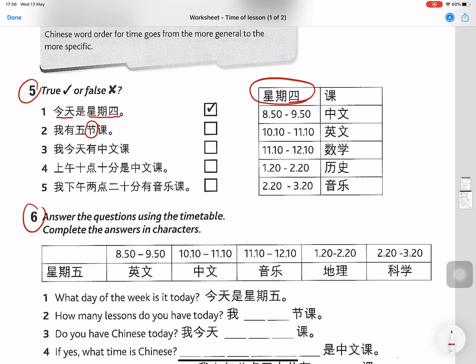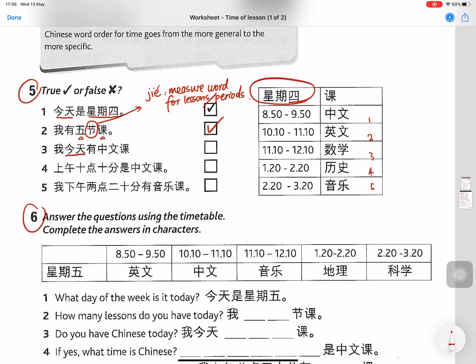Number 2, 我有5节课. You haven't learned this yet, but because you got the 5 and you got the 课 for lessons, you probably can work out the meanings anyway. So it means 5 lessons or like 5 periods. So 节 is the word we're going to learn in the next lesson. 节 means measure word for lessons, periods. Okay, so 我有5节课 means I have 5 lessons. 好，1、2、3、4、5 so it's correct.